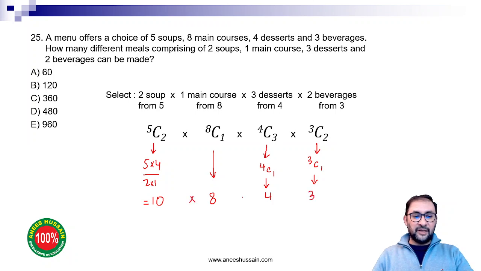So multiply these values. 10 into 8 into 4 into 3. 8 times 4 is 32. 32 times 3 is 96. 96 times 10 gives you 960. So the total number of combinations possible is 960. I hope this is clear to all of you. The answer is option E.